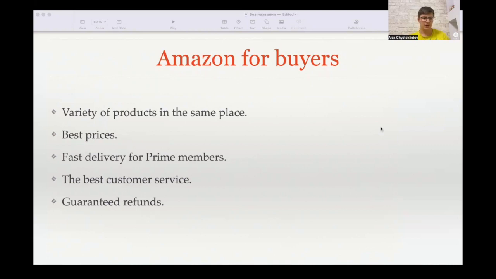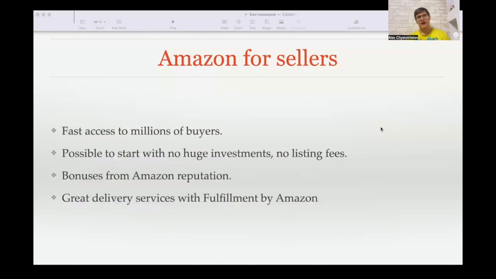Fast delivery for Prime members, also great service from Amazon. They provide really fast delivery, great customer support, guaranteed refunds. So customers are fully protected. Unfortunately, sometimes it hurts sellers, because Amazon is not always fair to sellers. But the customer is the main priority of Amazon and customers love it. Even though sellers are not always protected by Amazon, it's still very interesting for sellers.